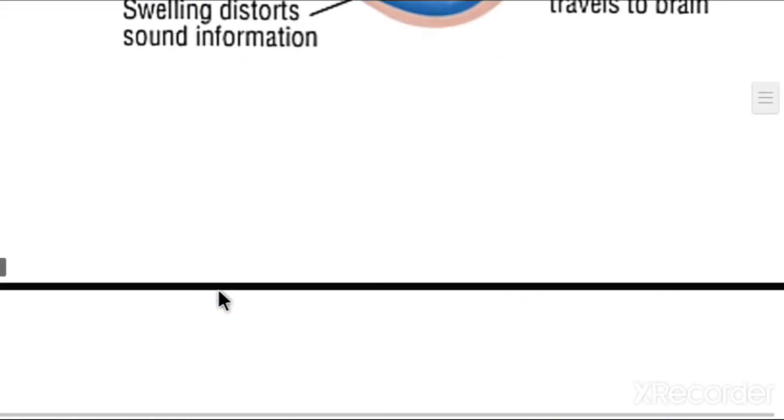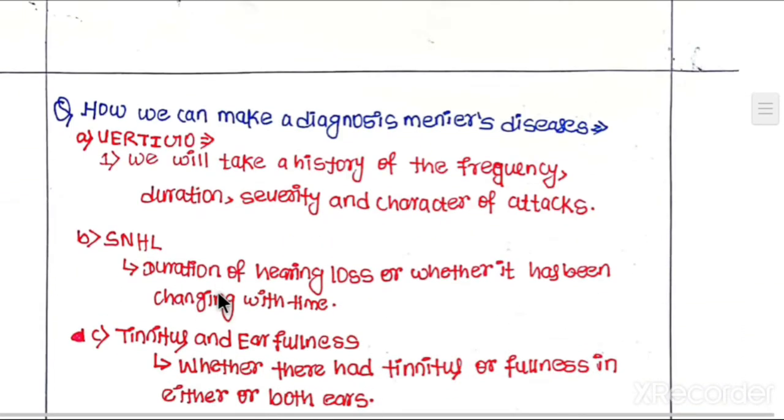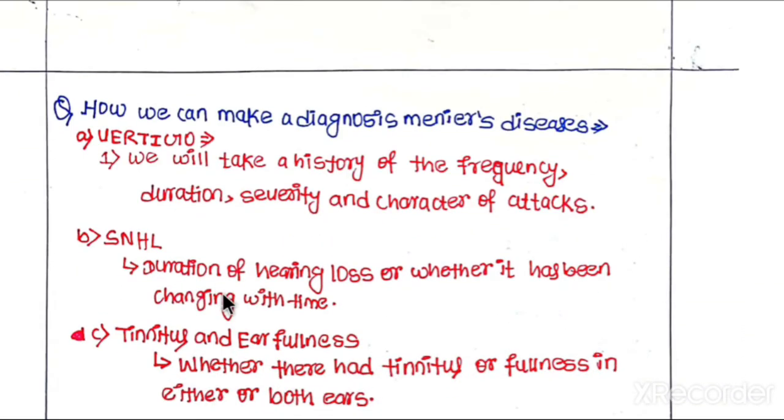Now we will study diagnosis. So how can we make a diagnosis of Meniere's disease? Meniere's disease can be diagnosed by clinical history taking, and further we can go through examination and investigation.